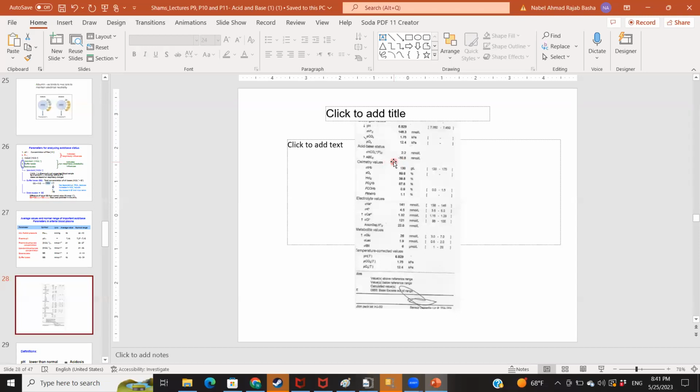The base excess here is minus 30, so the normal bicarbonate should be the one that we have, the actual bicarbonate, plus the base excess. To be honest, it's synonymous with bicarbonate. So we can use base excess or bicarbonate. It gives you an idea about the metabolic issue of the patient.